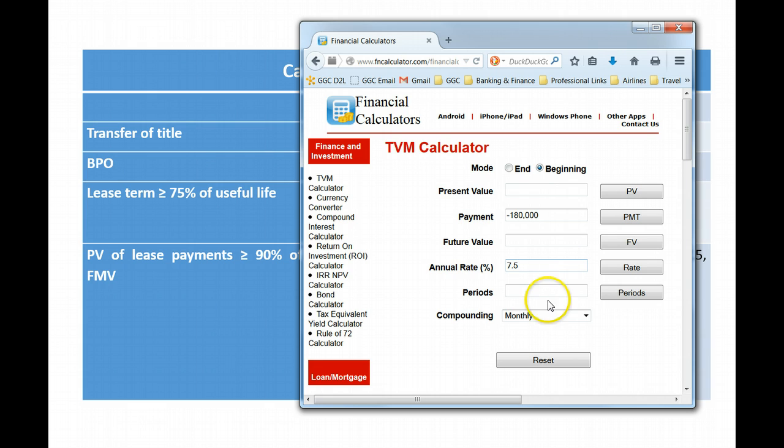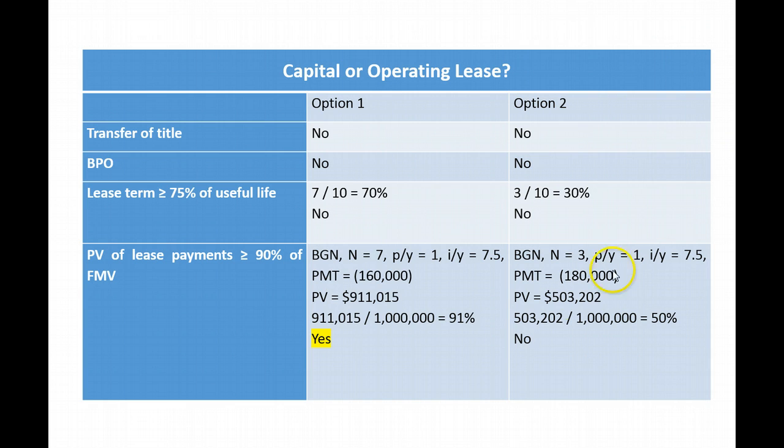Interest rate is 7.5%. There are 3 annual payments to be made, and so I need to then determine the present value. And it turns out that the present value is just over $503,000, $503,202. And so that's only about 50% of the fair market value. And so that clearly does not meet the 90% test. So option number 2 is an operating lease.